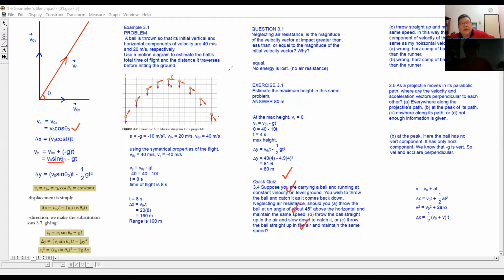Okay, so if the vertical and horizontal components are not given, you have to resolve them using sine theta and cos theta. Okay, so far any question? No? No, then you read this problem, example 3.1.